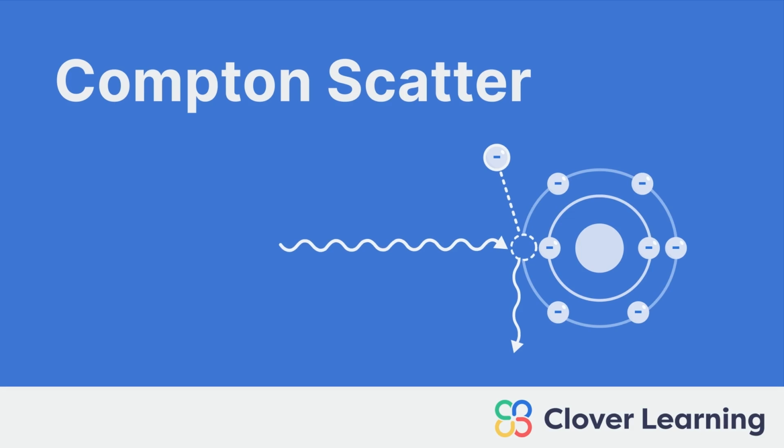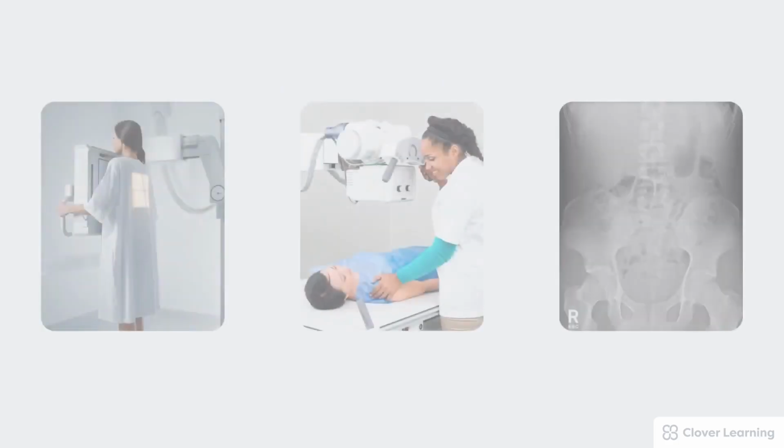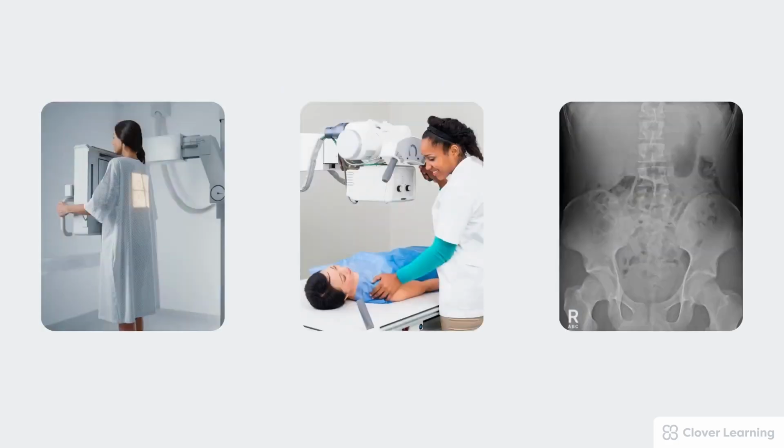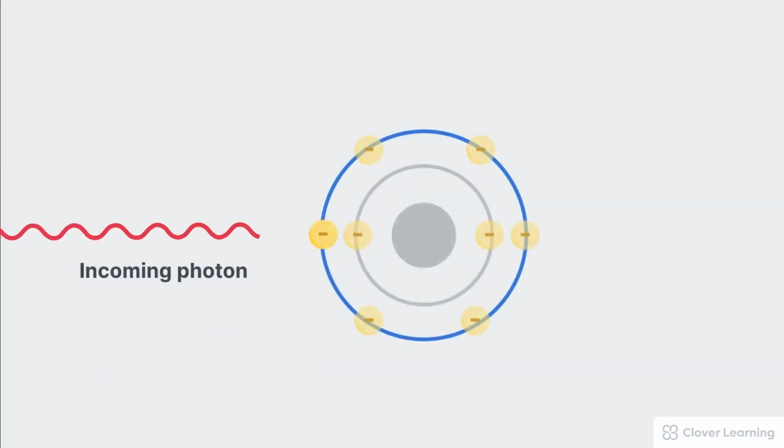Hey everybody, welcome back. This video discusses another type of radiation interaction called Compton scatter. This is the most common but the least desirable photon interaction. It's important to understand Compton scattering because it negatively affects all three areas of concern: patient dose, occupational dose, and image quality.